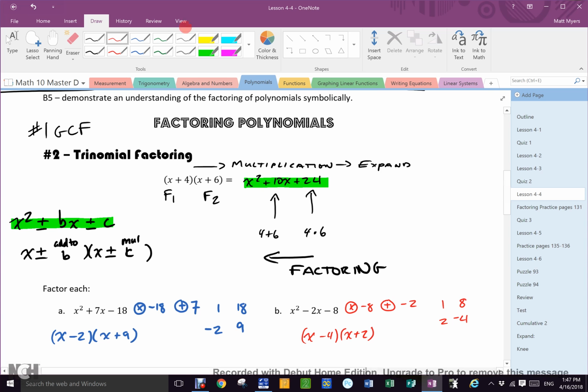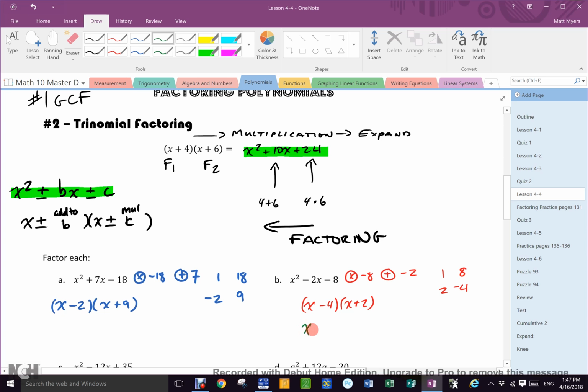Would I be allowed to write, and I'm going to use different colors now, would I be allowed to write this? Is that green one okay? Yeah. Why? Still the same, because it's still multiplying. 5 times 2 is the same as 2 times 5, right? So that one's okay. Would I be allowed to write this one in gray?